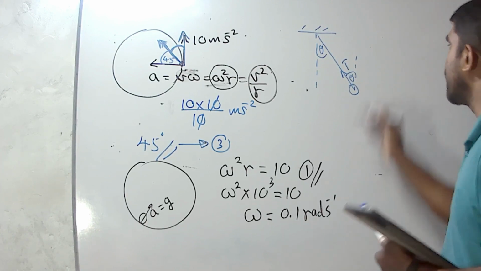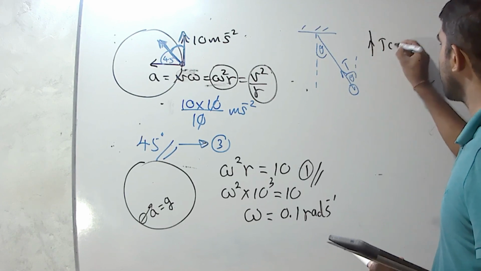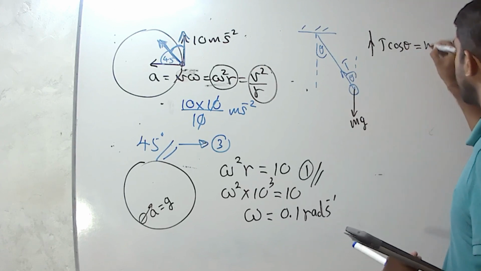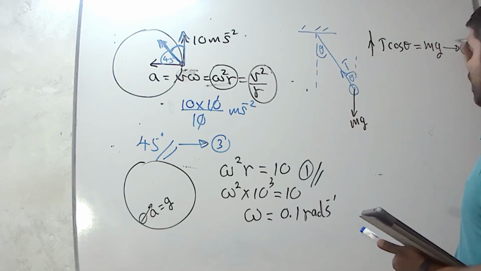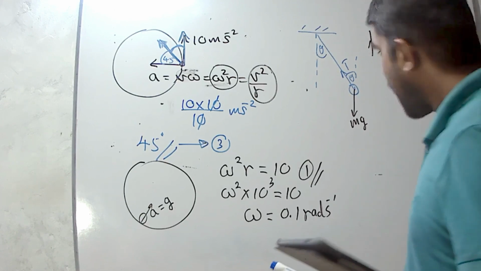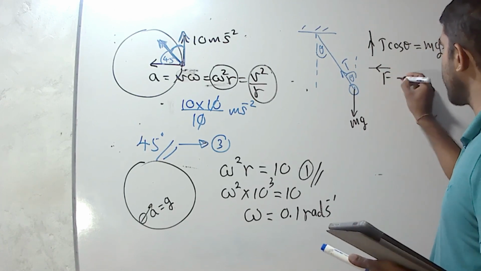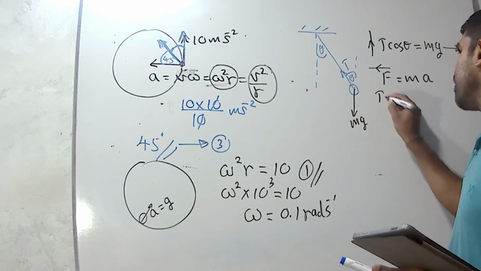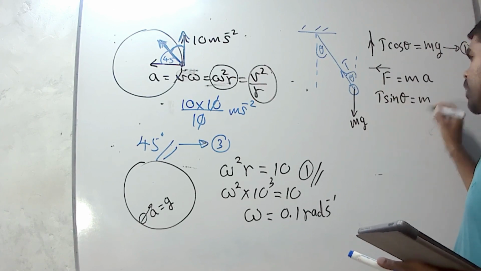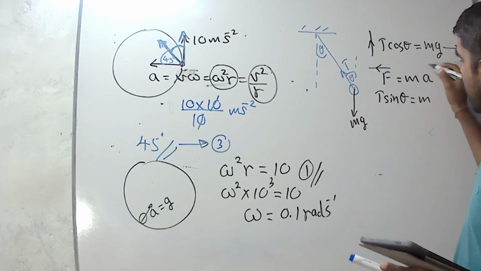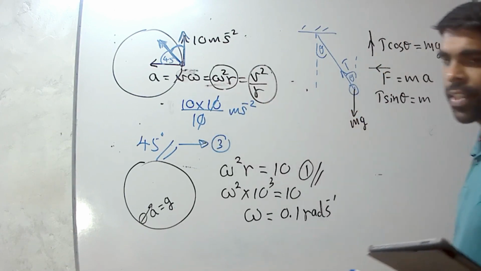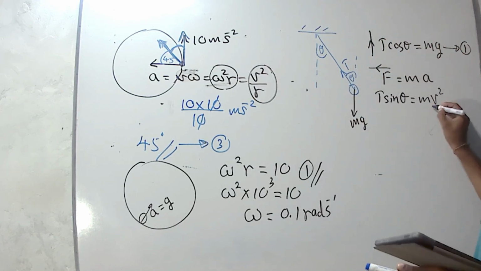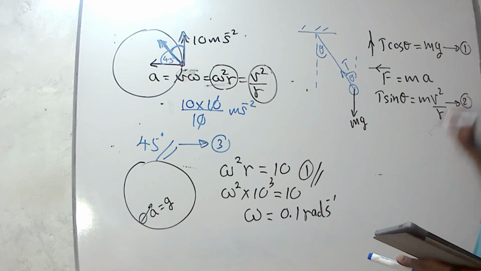Then we can use vertical equilibrium. Upward force T cos theta should be equal to the downward force, the weight of this particle. It is the first equation. Then we can use F equals ma towards the center. Force is T sin theta. M into acceleration, we can substitute the acceleration using these three relationships. But we have to find the velocity, therefore I will substitute v squared over r. It is the second equation.